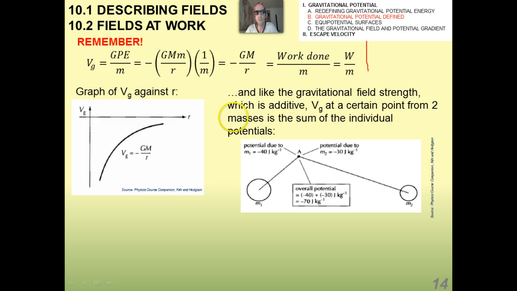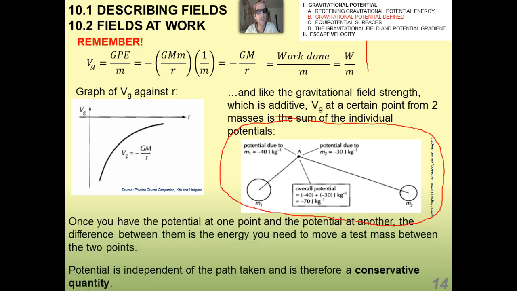Like the gravitational field strength, which is additive, the gravitational potential at a certain point from two masses is the sum of the individual potentials, okay? The sum of the individual potentials. Study this diagram carefully and see if you understand it, okay? Negative 70, which is negative 40 plus negative 30. Once you have the potential at one point and the potential at another, the difference between them is the energy you need to move a test mass between them. The potential is independent of the path taken and is therefore what's called a conservative quantity. Okay? All this is really cool stuff.